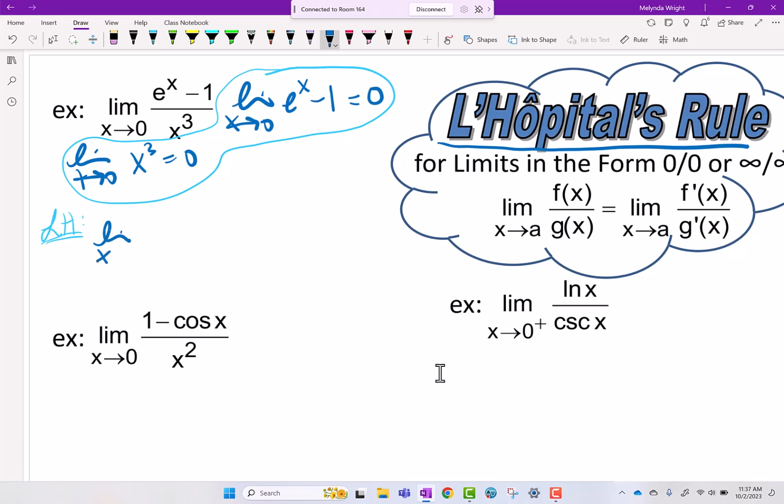So the limit as x goes to 0. Now I take, and this is not quotient rule, I take the derivative of the numerator. The derivative of e to the x is e to the x. The derivative of 1 is 0. Okay. In the denominator, the derivative of x cubed is 3x squared. And then I sub in a 0 again. And I get, let's see, e to the 0 is 1. And then that is 0.